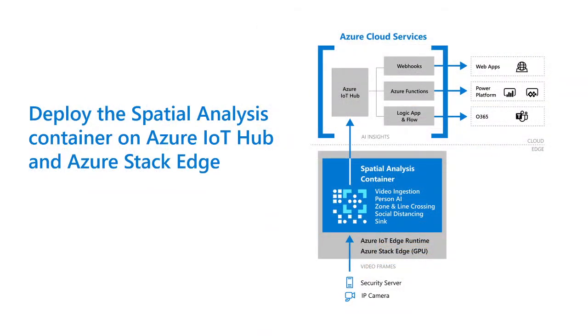Now, let's look at how you can deploy the spatial analysis container. First, you need an edge device with an NVIDIA T4 GPU. We have tested spatial analysis on Azure Stack Edge with 2 GPU units. The best way is to order Azure Stack Edge using the Azure portal and deploy it on your premises. You may also use another edge device as long as it has at least an NVIDIA T4 GPU. You can use, for example, a virtual machine available in Azure with GPU.